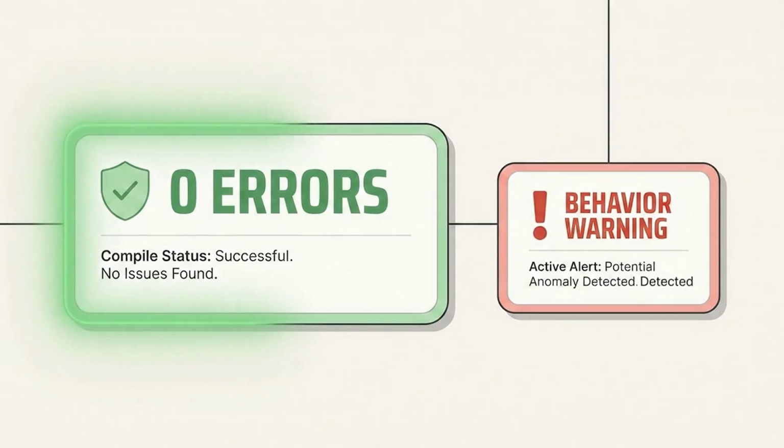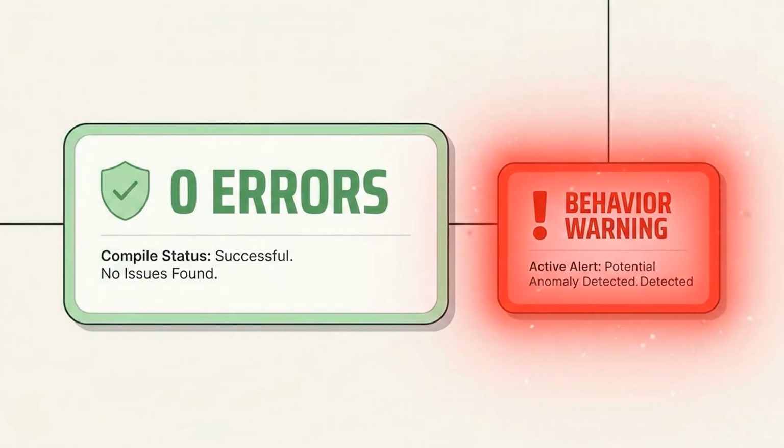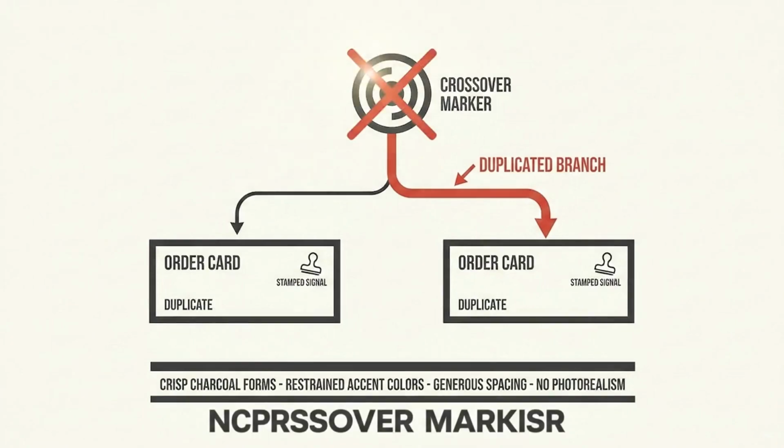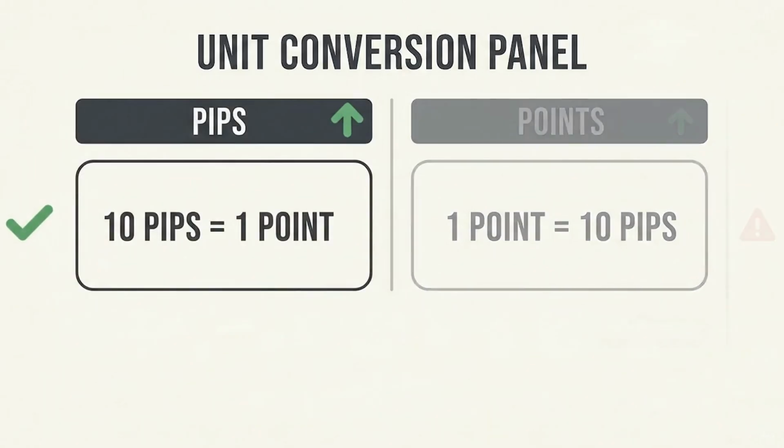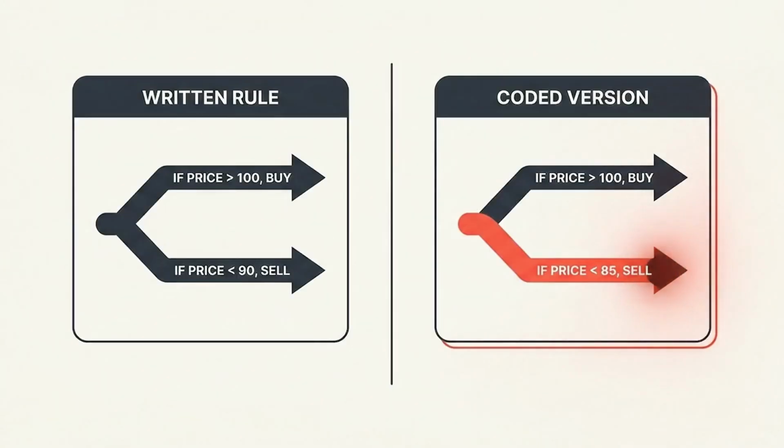A trading bot can compile with 0 errors and still do something completely ridiculous. It can open twice on the same signal, read the current candle before it closes, calculate the stop loss with the wrong point value, or quietly trade a different rule from the one you described.